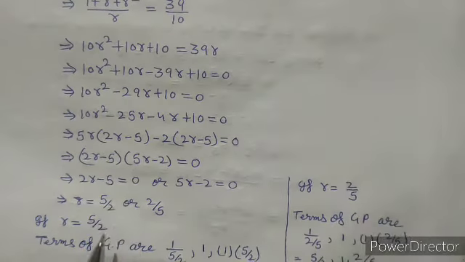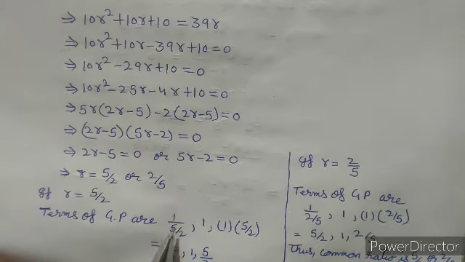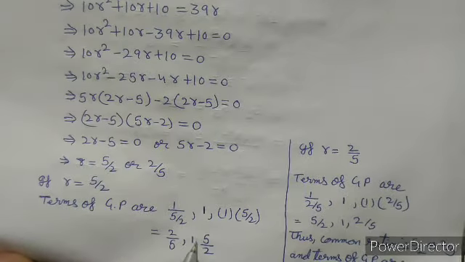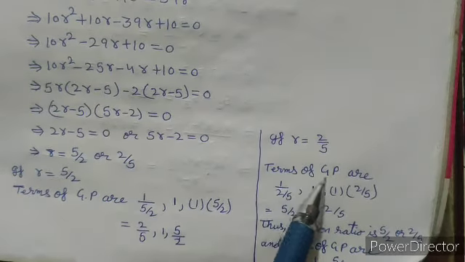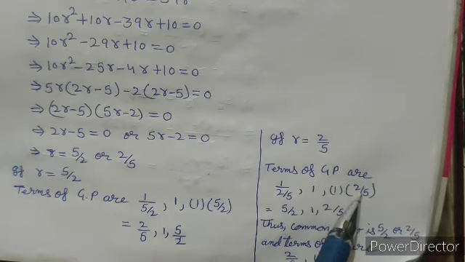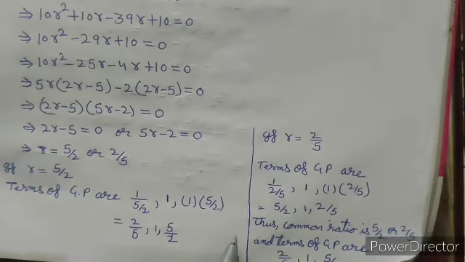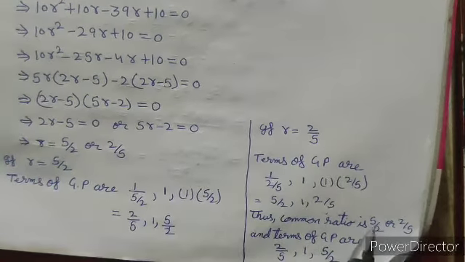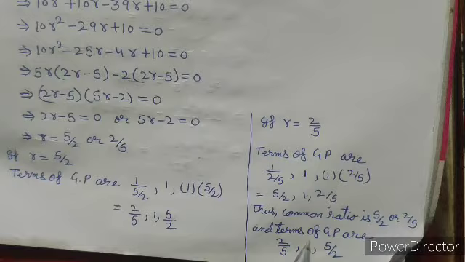Now if r is 5 upon 2, then terms in GP will be 1 upon 5 upon 2, 1, and 1 into 5 upon 2, that is, a upon r, a and ar, and that will be 2 upon 5, 1 or 5 upon 2. Now if r is equal to 2 upon 5, then terms in GP will be 1 upon 2 upon 5, 1 and 1 into 2 upon 5, and that will be 5 upon 2, 1, 2 upon 5. Now thus the common ratio of the GP will be 5 upon 2 or 2 upon 5, and the terms in GP will be 2 upon 5, 1 and 5 upon 2.